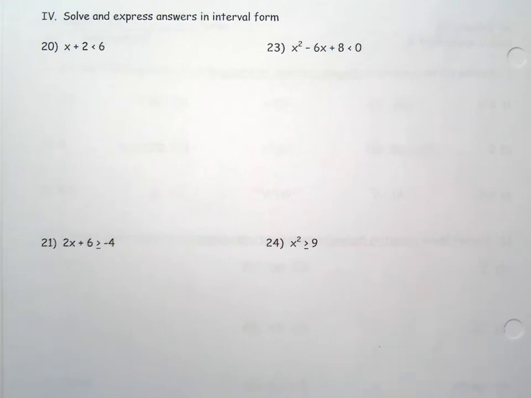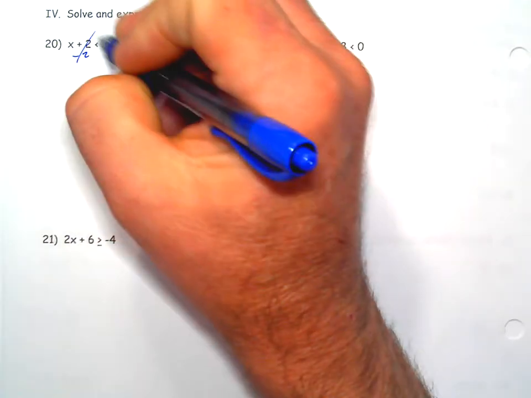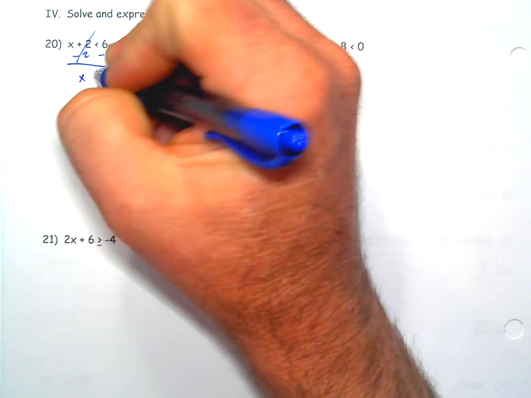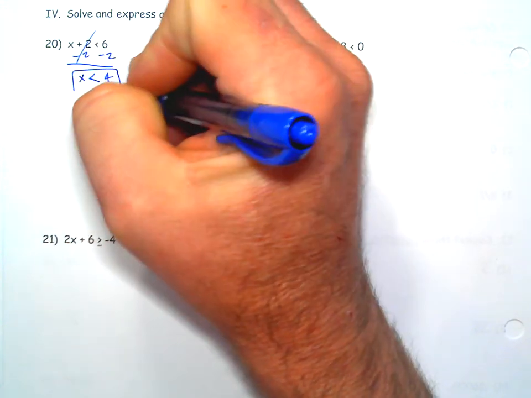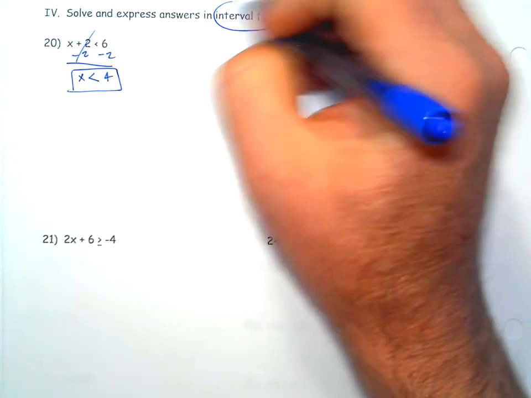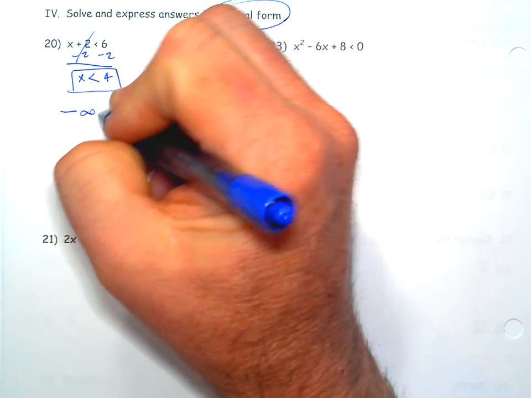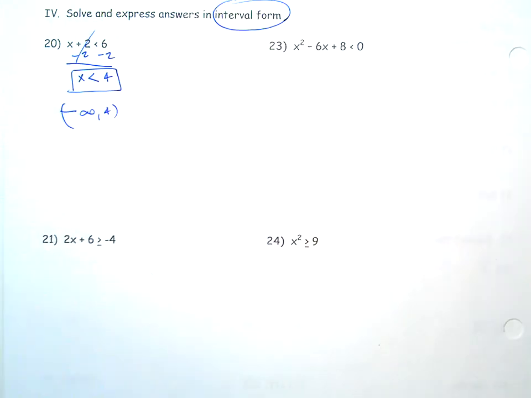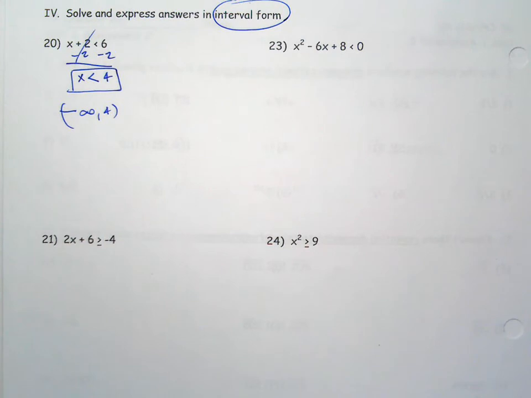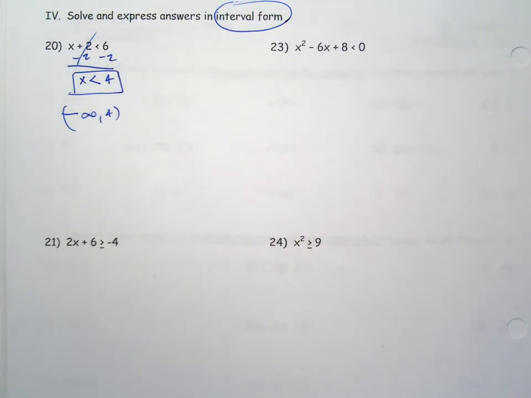Now, if they're linear inequalities, that's pretty easy. You just say, all right, well, let's get x by itself. Okay, and that's the answer. Now, in interval form, that would be negative infinity to 4, parentheses, right? You could write your answers both ways. Write them the way that you would before, and then write them the new way.